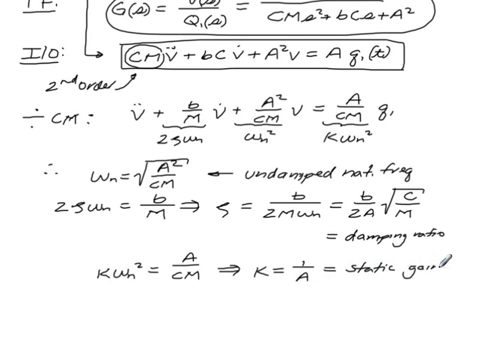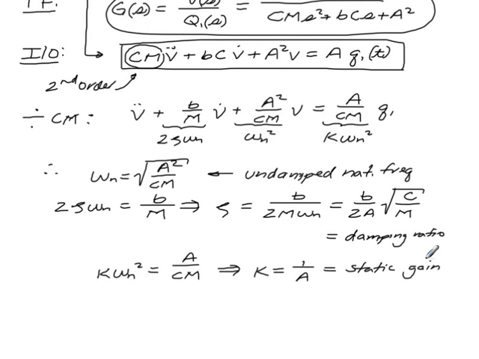and you might recall that we call that the static gain. The static gain being that, let's say we put a step input here of the flow rate Q1. After all the transients die away, what's the steady state value of the velocity of the piston? That's just 1 over A times the amplitude of the flow rate Q1. So all these have physical significance.